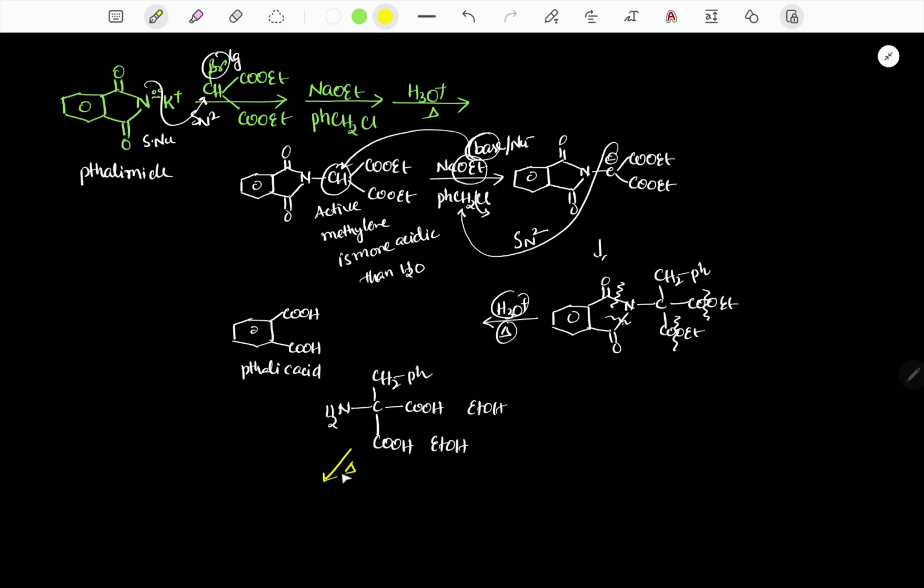So of course here heat is also given, and alpha, beta, gamma. So beta gamma double bond is there, so decarboxylation takes place, and finally we get corresponding NH2, CH, CH2Ph, COOH. So it is an alpha amino acid, and of course this compound name is alanine. So this method is useful to prepare amino acids.